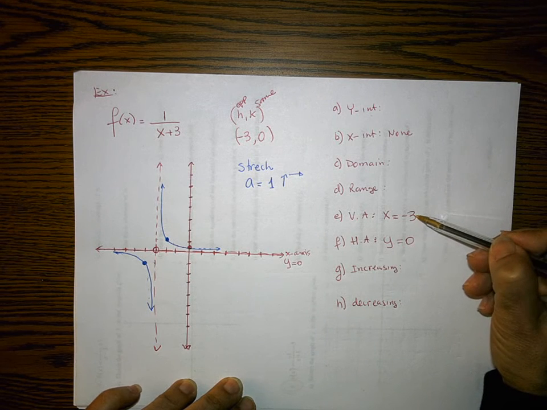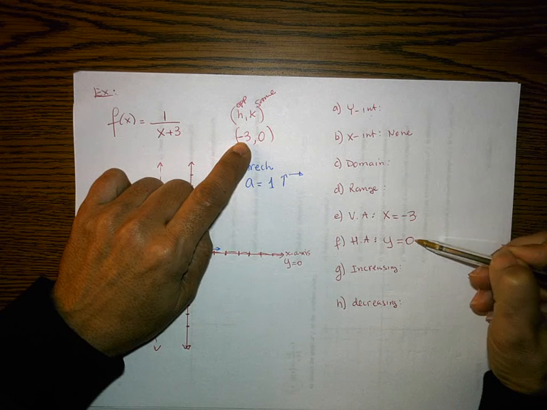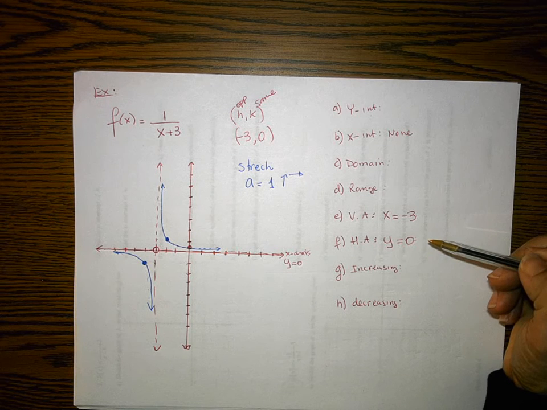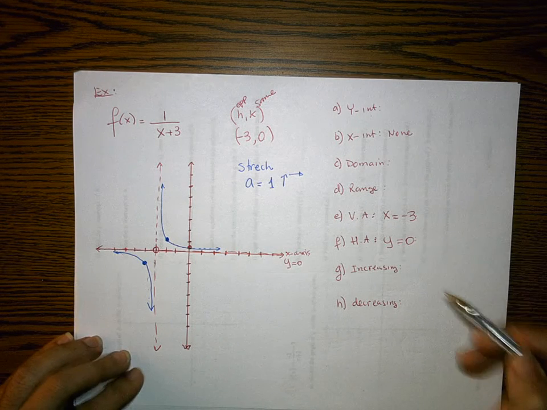As you can see, this is my h value, and 0 is my k value. So see how important it is, that h and k. Let me go back to the beginning.